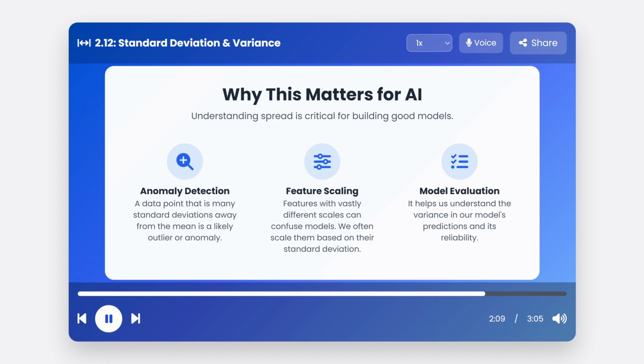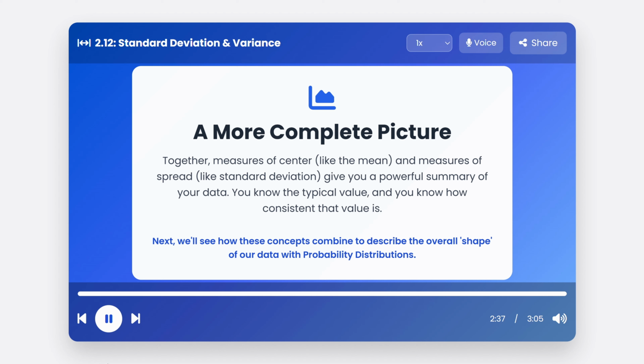So now we have a much more complete toolkit. With measures of central tendency, we can find the typical value. And with measures of dispersion, we know how consistent that value is. Together, they give us a powerful 2-number summary of our data. In our next lesson, we'll put all this together to understand the overall shape of our data by exploring probability distributions.